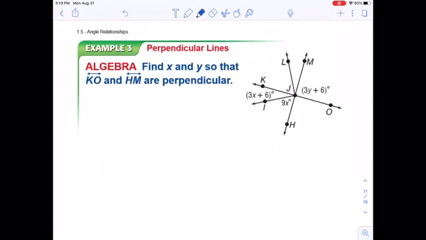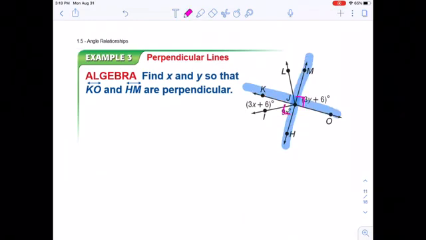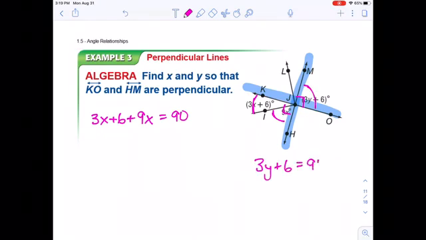So find x and y so that lines KO and HM are perpendicular. That means these guys are 90s. They're also verticals, but that doesn't really help us here because then we'd be solving our equation with x's and y's in them, and you can't really solve with 2 variables yet. So we're just going to go off the fact that we know that these equal 90. So I'm going to add this guy and this guy equal to 90, and then this guy separately and equal him to 90.